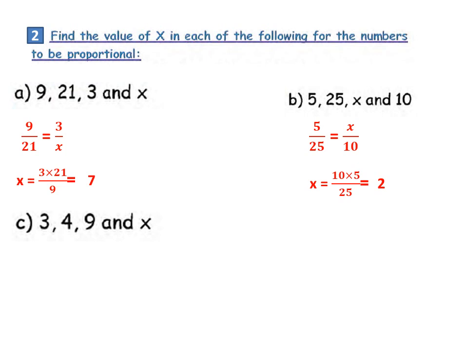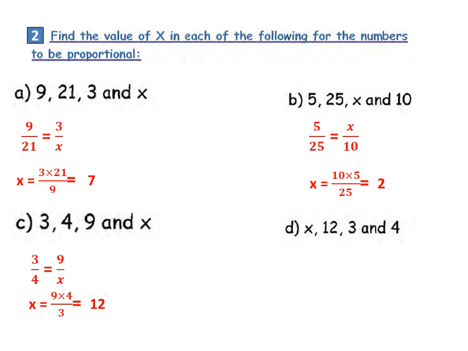Letter C, 3, 4, 9, and x. Four quantities are proportional. So the first over the second equals the third over the fourth. So 3 over 4 equals 9 over x. By using cross multiplication, we will get the value of x. x equals 9 times 4 divided by 3. We will reduce 3 with 9, so 9 divided by 3 equals 3, 3 times 4 equals 12. It will be 12.